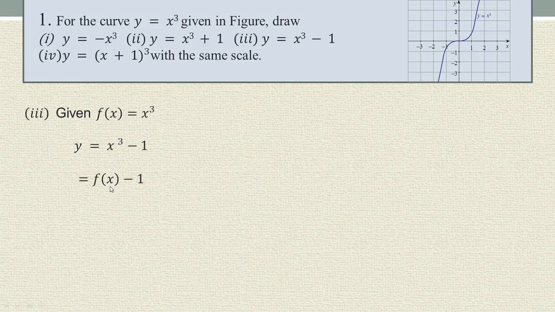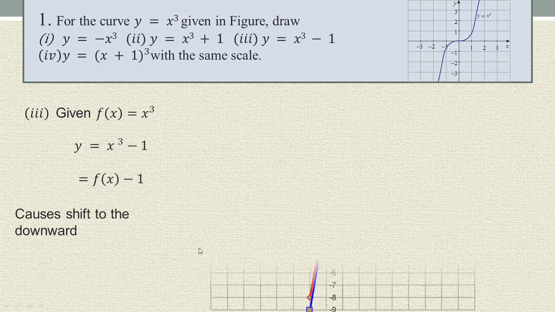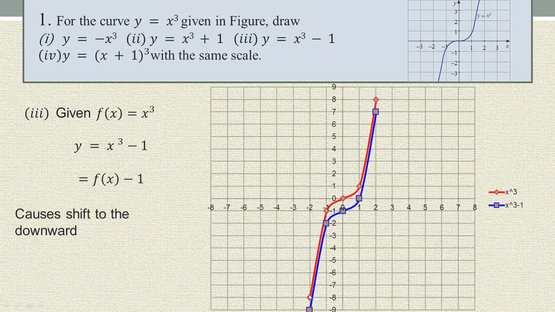So this is f of x minus 1. It causes the shift downward, so the curve will be like this. Red color is the base curve, and the shift is towards down.